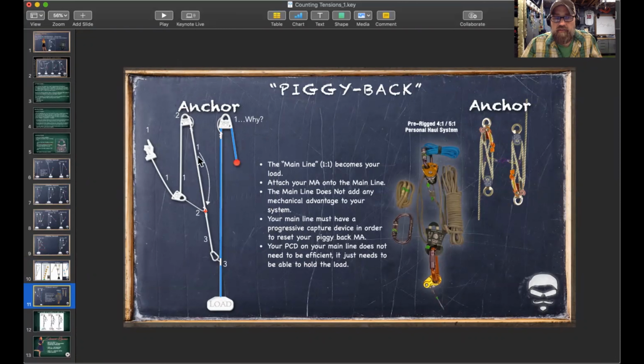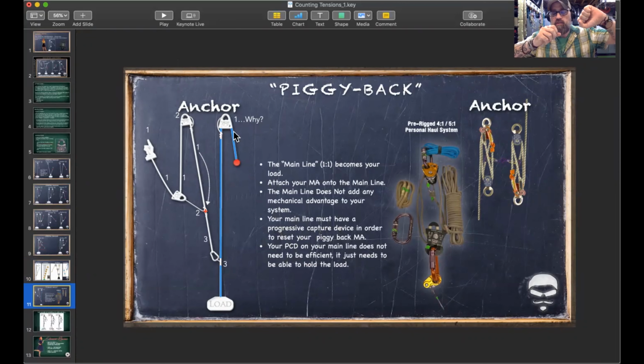So in the end, whatever the mechanical advantage is that we're attaching onto our main line is what the MA is going to be. So our main line must have a progressive capture device in order to be able to reset this piggyback system. But our progressive capture on our main line does not always have to be really uber efficient. So we could just use a one-way Munter if we wanted to. Any system at all, because all we're doing is as we pull off our piggyback system, our main line gets slack in it.